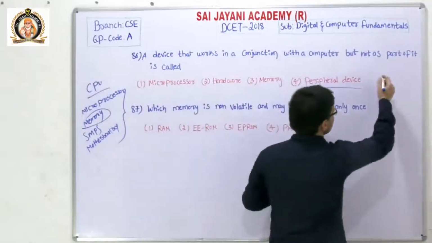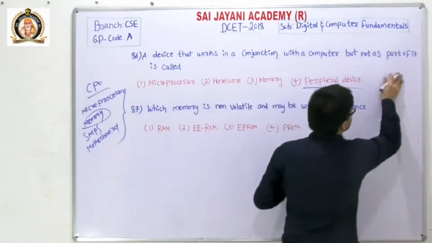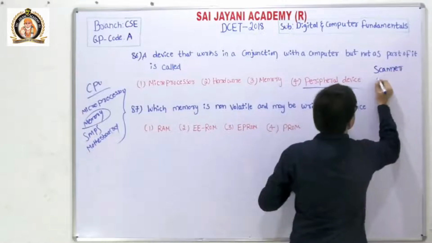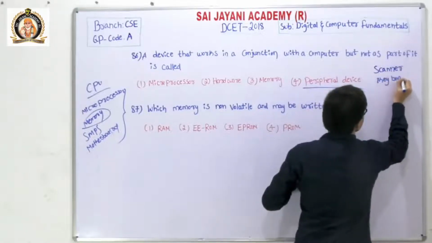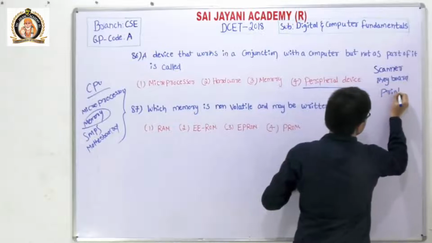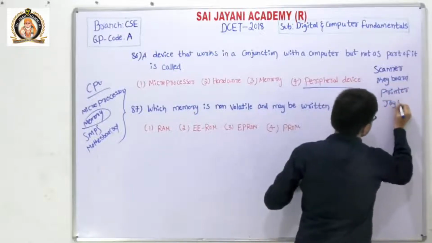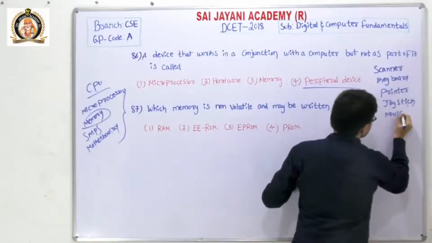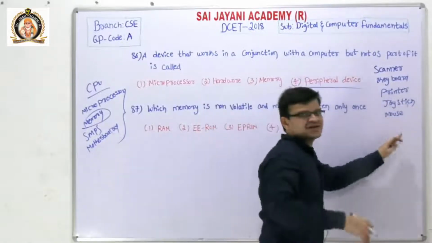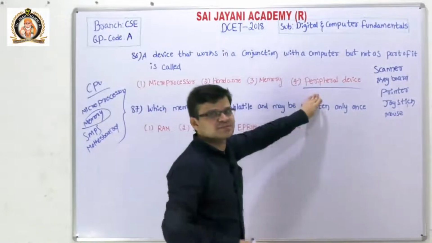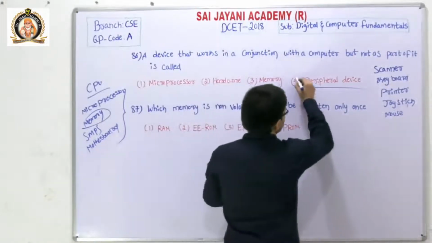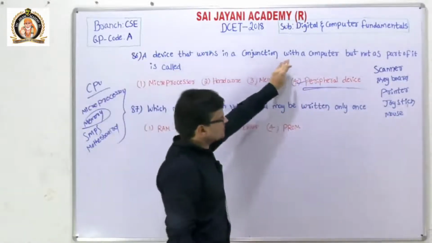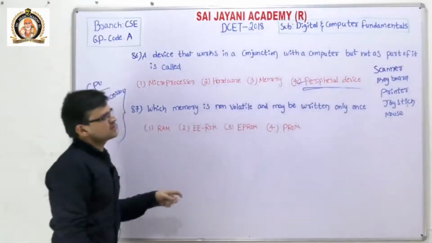For example, peripheral devices: the examples are a scanner, keyboard, printer, joystick, mouse. Okay, these are all peripheral devices. These are connected externally to the computer system or the CPU. So the right option for question number 86 is the peripheral device. These work in conjunction with a computer but not as a part of it.